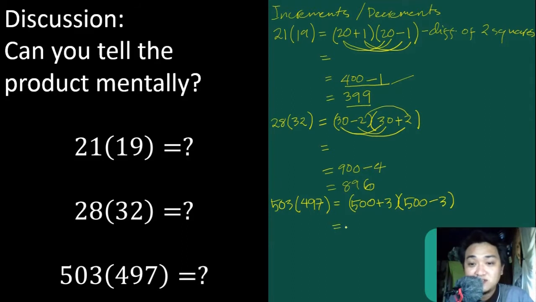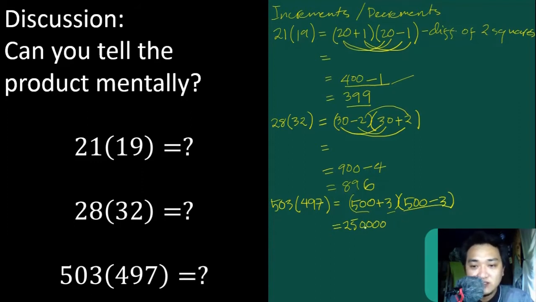Yung difference, so ang gagawin natin, square natin yung unang number sa loob ng quantity at saka square natin yung pangalawang number sa loob ng quantity, and then i-minus natin. Yung square ni 500 is 5 times 5 is 25. And then, dagdagan natin ng 4 na 0. 1, 2, 3, 4. Bakit 4 na 0? Kasi 500 times 500, diba? 5 times 5, 25. Tapos, 4 na 0.